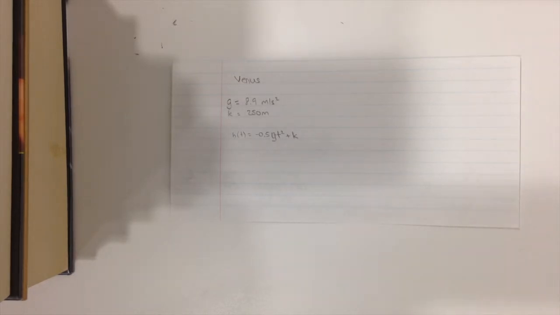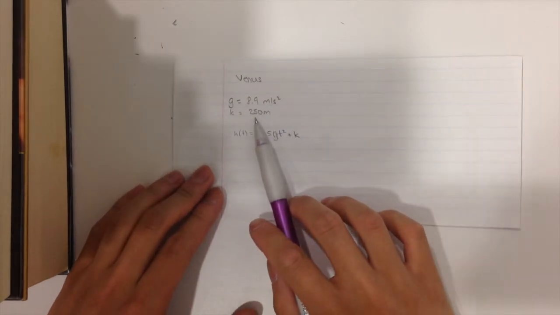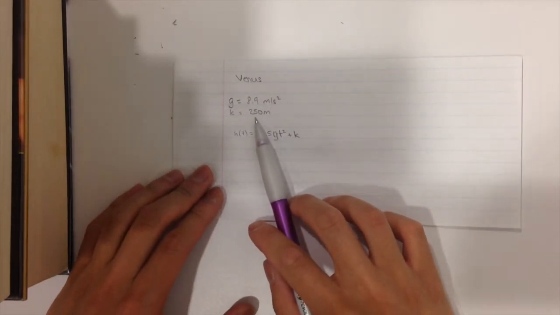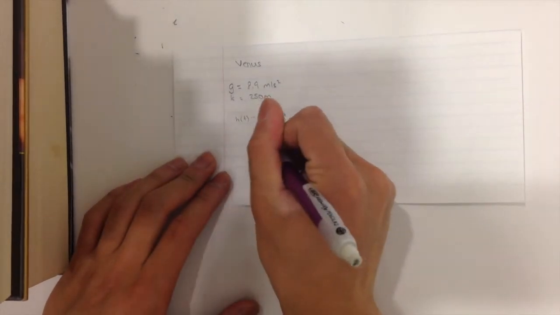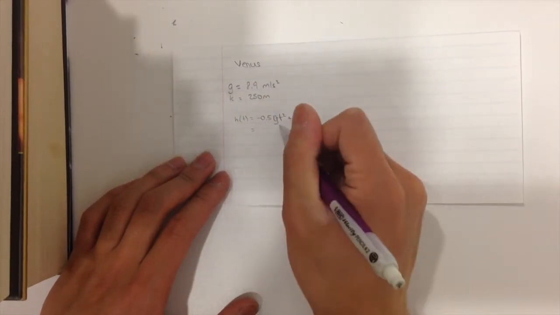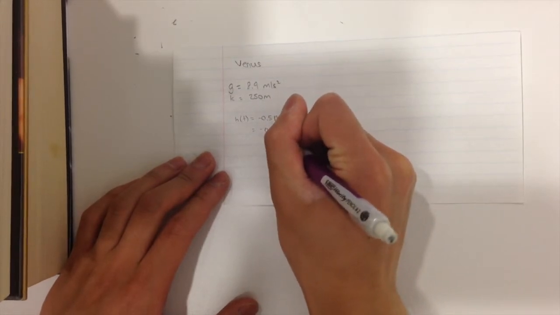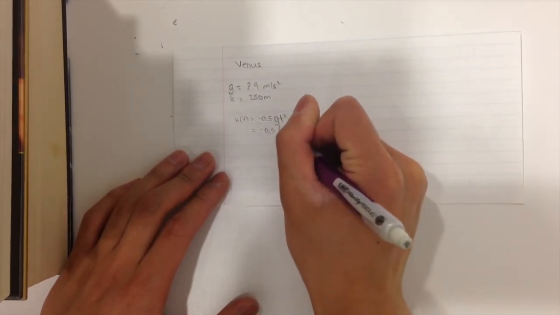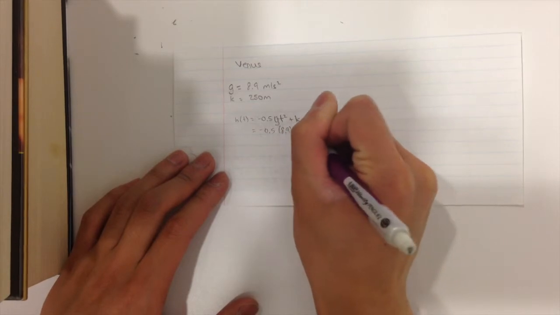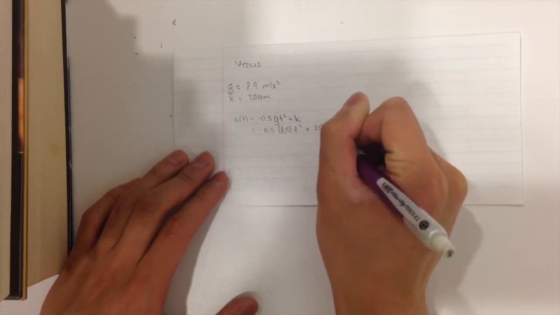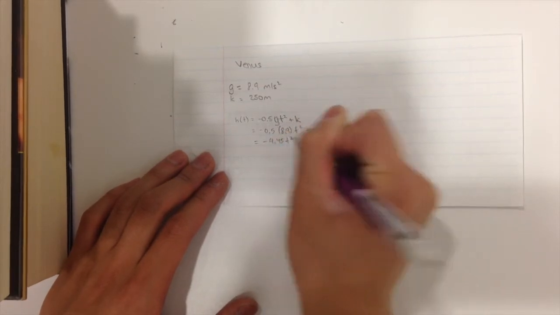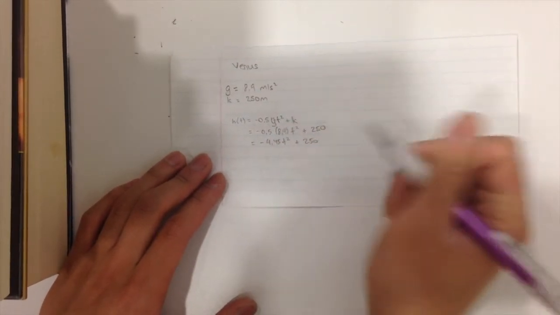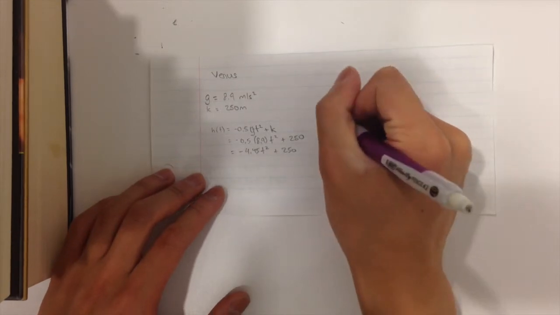So we know that the acceleration due to gravity on Venus is 8.9 meters per second squared. And the k value is, again, 250 meters. So here we have the displacement function again. And we have to substitute 8.9 into the g variable. So we have negative 0.5 times 8.9 t squared plus 250. So we have negative 4.45 t squared plus 250. And again, we have to find the first derivative of that function.